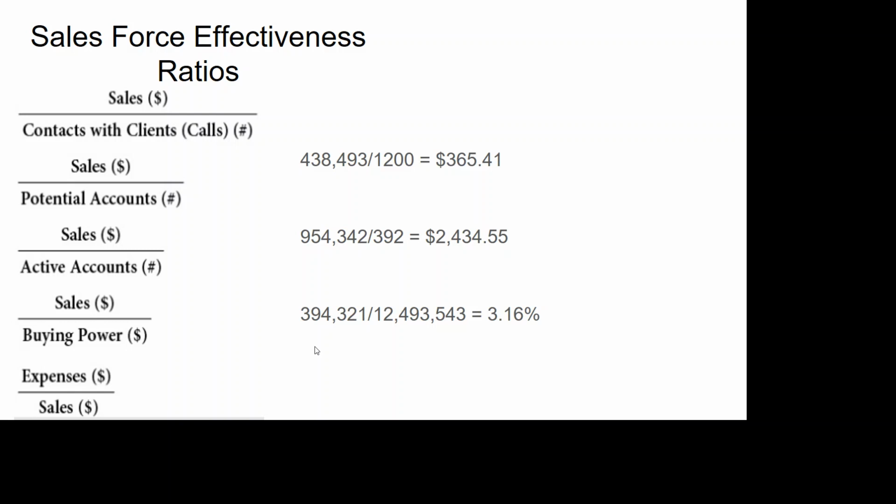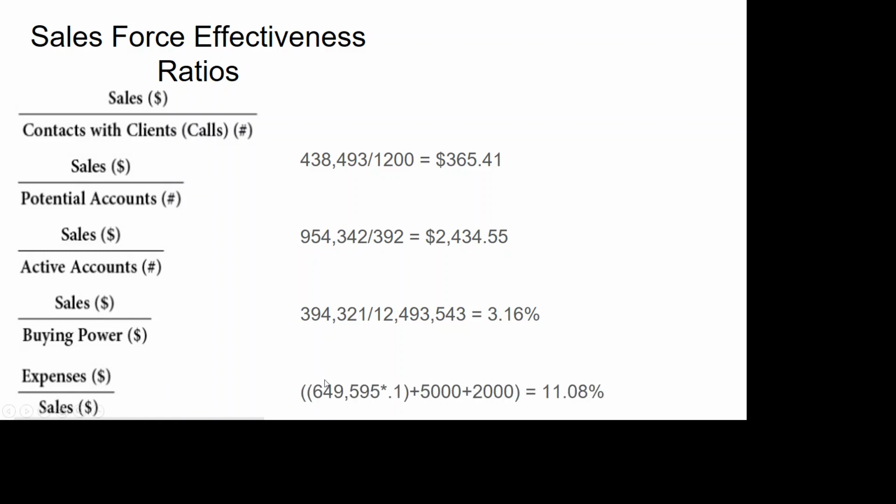Okay, so the question is, why is this number different from this number? Well, buying power takes into account the total money that could be earned, or revenues that could be generated, from a particular territory. So richer territories are going to have a sales to buying power number that's going to be different than if it's not a wealthier territory.